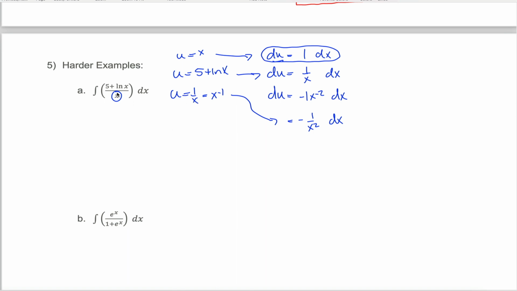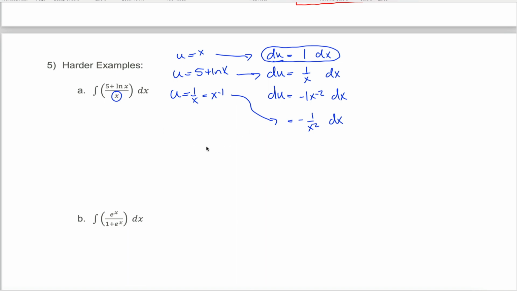Down here, when you make u 1 over x, that might seem like a good idea, but then du would be 1 over x squared dx. And there's no x squareds floating around in here for me to deal with, so I don't think that one's going to help either. However, this middle option is going to work out really nicely. The reason is this 5 plus natural log of x will all just change into my u, and then the 1 over x dx is exactly what I'd have left, right?